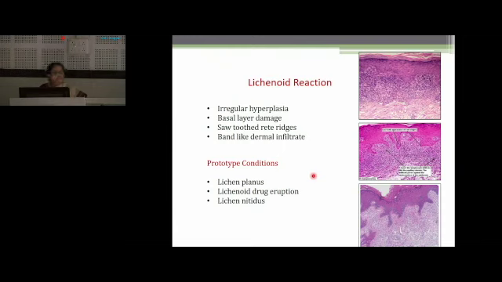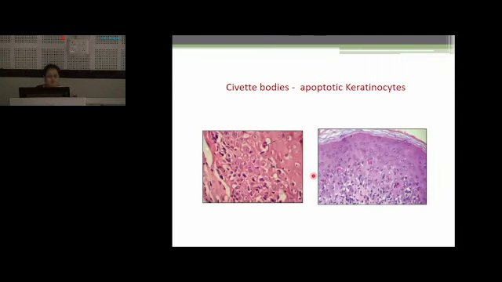It is not possible to go into details of each condition. I will just mention the patterns. In this, civatte bodies are also commonly seen. They are nothing but apoptotic keratinocytes. They are also called colloid bodies, and they appear as intensely eosinophilic shrunken cells with pyknotic nuclei. They can be seen at variable levels of the epidermis, and usually they are surrounded by lymphocytes.